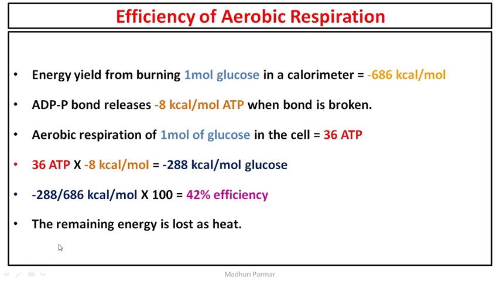So out of 100% energy, out of the 686 kilocalories, only 288 kilocalories are present in form of ATP. The rest of the energy is lost in form of heat. And here remember, I had discussed the second law of thermodynamics, right? So here we are not breaking the second law of thermodynamics. All of this extra energy will be lost in form of heat at each step of the reaction.